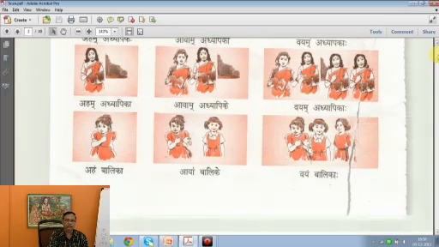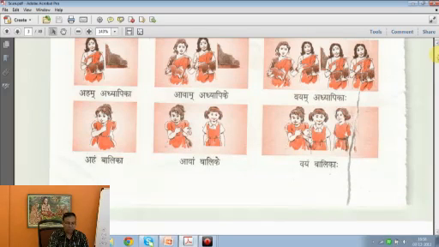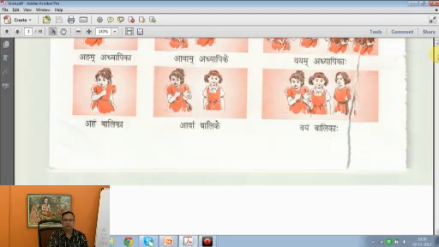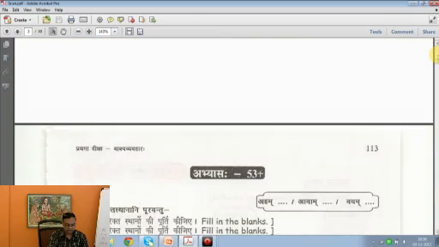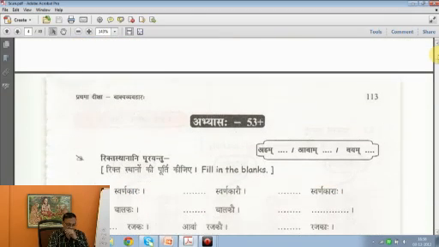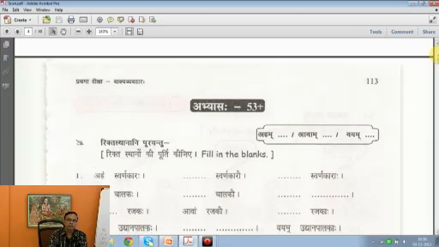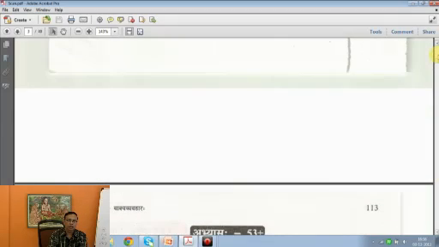Adhyapika, adhyapike, adhyapikaha. Then aham balika, avam balike, vayam balikaha. I am a girl, we both are girls, we are girls. So remember please, aham is I, vayam is we, and in between avam is there, we both. Aham, avam, vayam. This completes the prathama, the nominative case of asmat shabda.